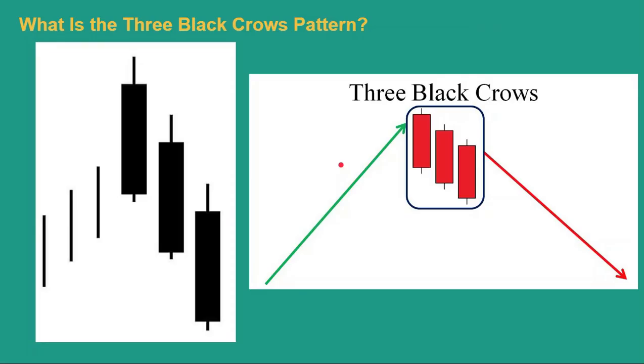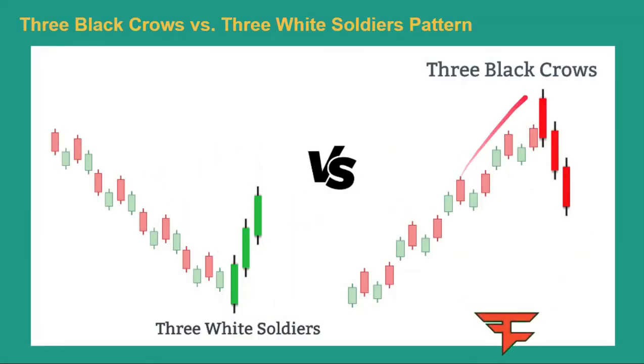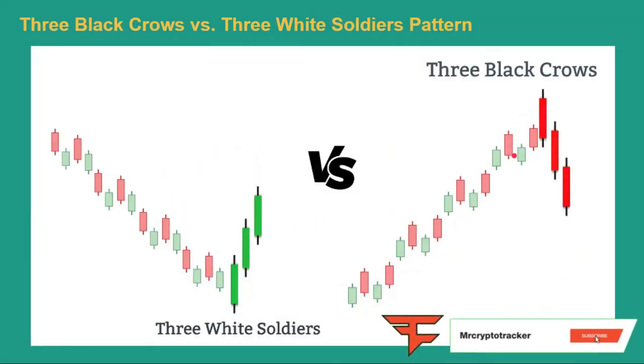Okay, let's come back to our episode. The next pattern I'm going to talk about is the three black crows pattern. The opposite pattern of the three white soldiers is the three black crows. The only major difference between these two patterns is that the three black crows form at the end of an uptrend. As you can better see here, it appears at the end of an uptrend.